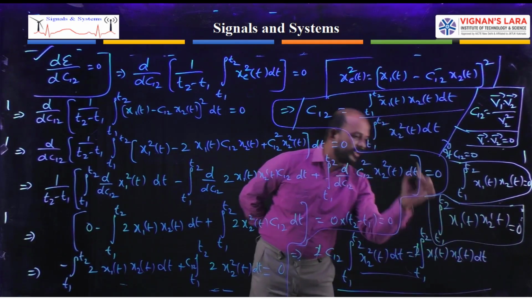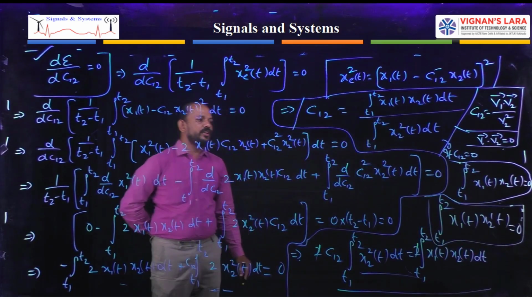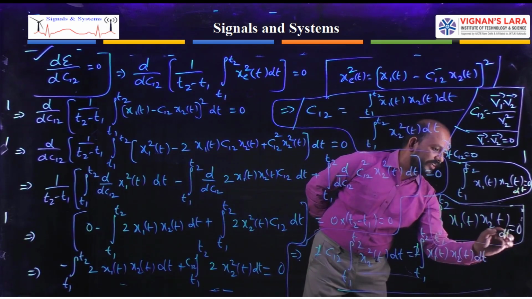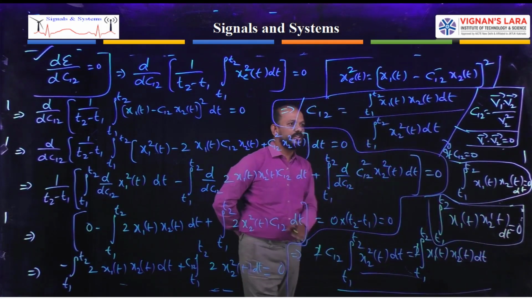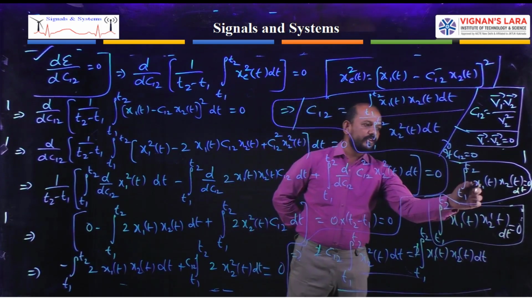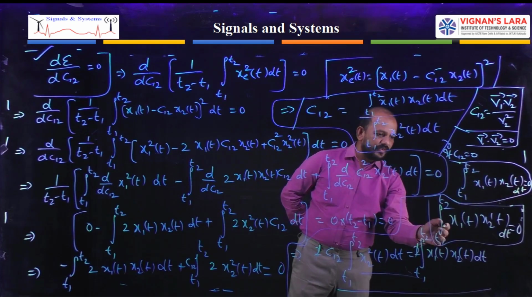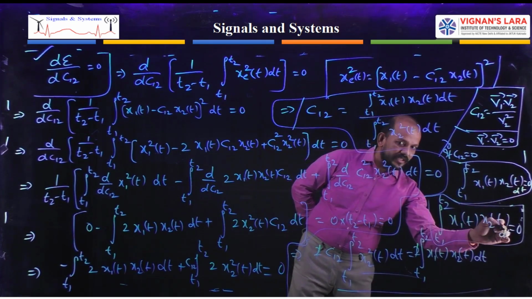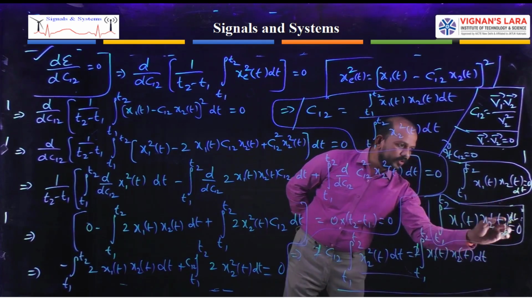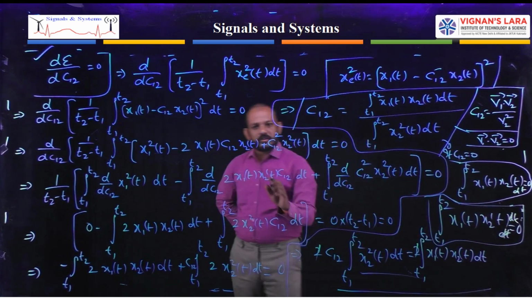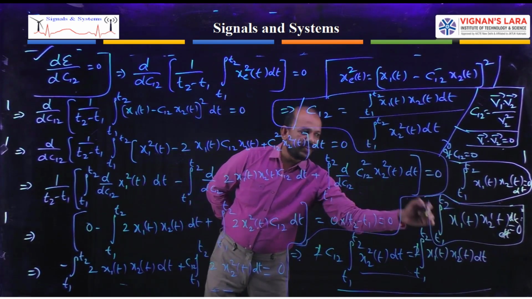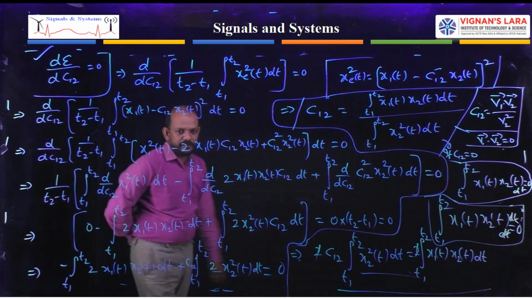Integral t1 to t2 of x1 of t into x2 of t dt. You have to write dt. Don't forget to write dt, because whenever there is an integration, you have to write dt. Everywhere you have to write dt. So integral t1 to t2 of x1 of t x2 of t dt equals 0. If you don't write the dt, then it will be wrong. You have to write dt for integration. You all know that it's a basic thing.